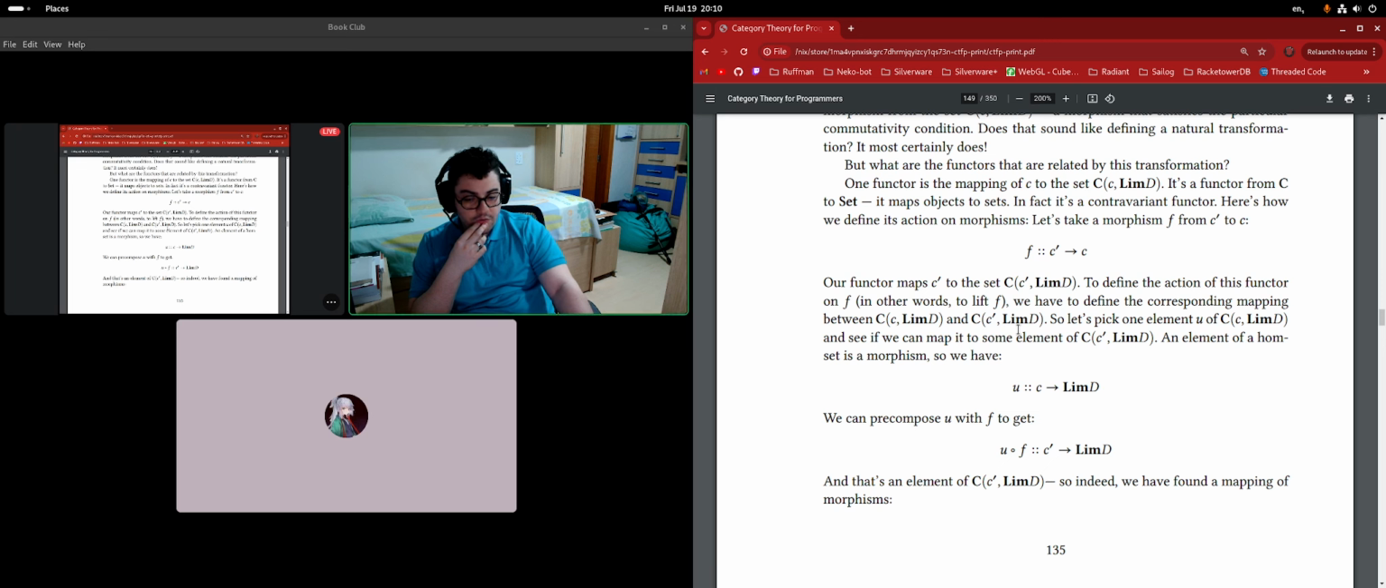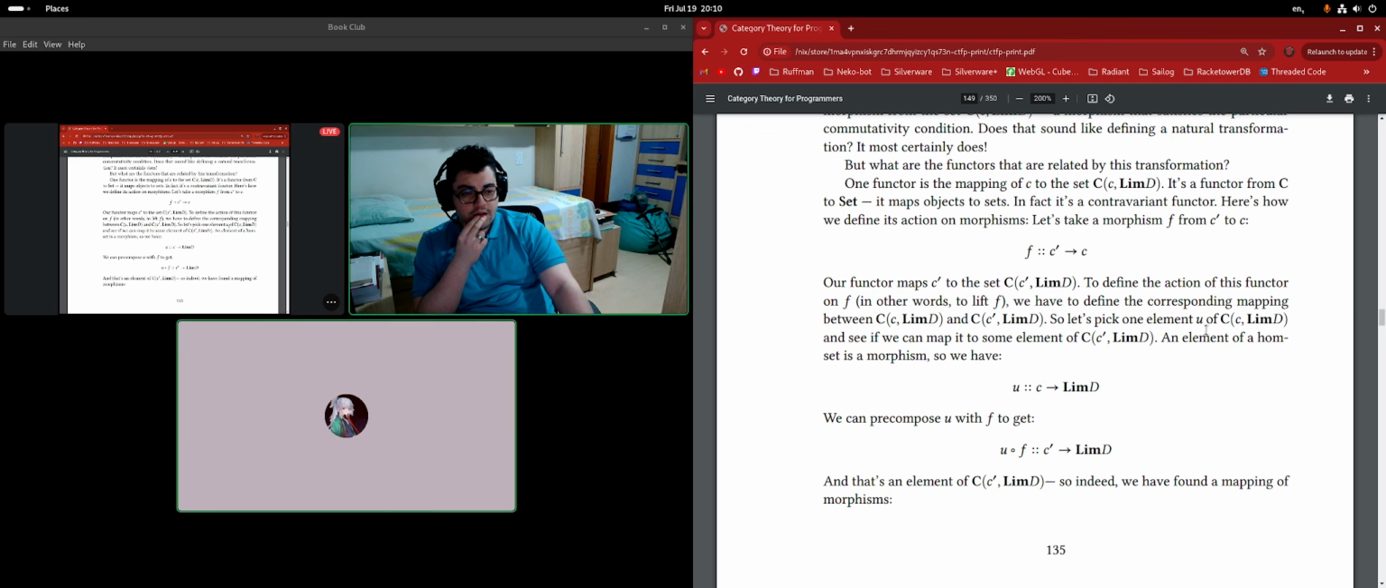So one functor goes from C to set, and the other functor goes from C to C. But these two C's are not the same category. Yeah, it maps the cone to the hom set of that cone. I'm having a hard time understanding what the second functor is though.